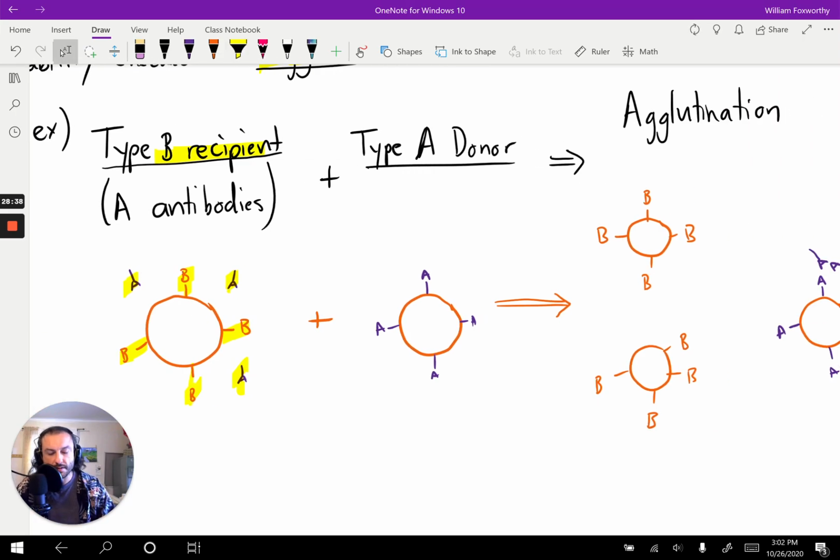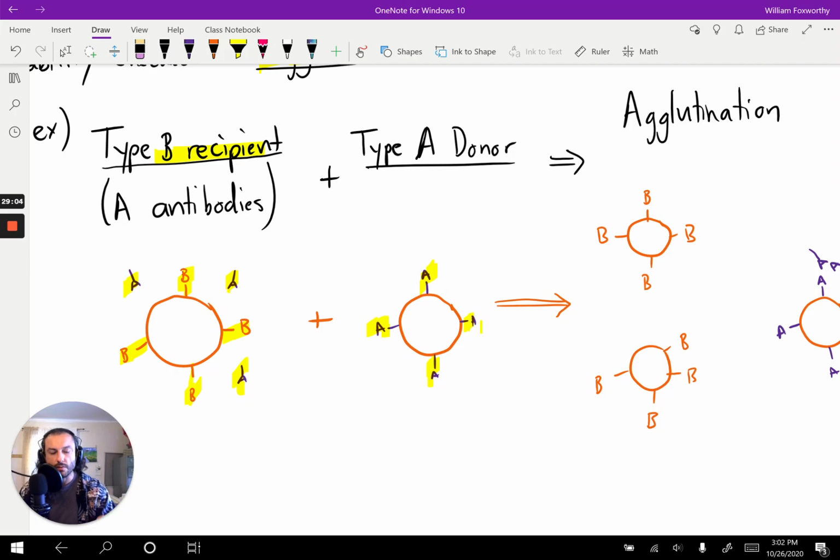If we take blood from a type A donor, this person has A antigens. By the way, he also has B antibodies. But that doesn't really matter because in the transfusion, we're just going to use the red blood cells, so the antibody of the donor doesn't matter.